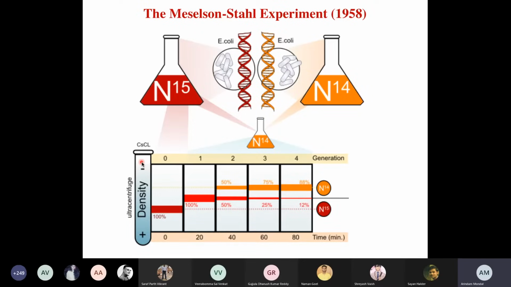In the density gradient ultracentrifugation experiment, what is done is basically you prepare a salt solution of cesium chloride. Cesium chloride is a salt, and you can prepare different concentrations, different percentage solutions of the cesium chloride. For example, you can prepare 60 to 10% for a density gradient.